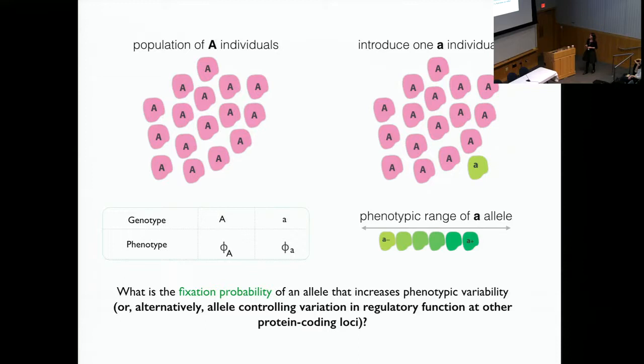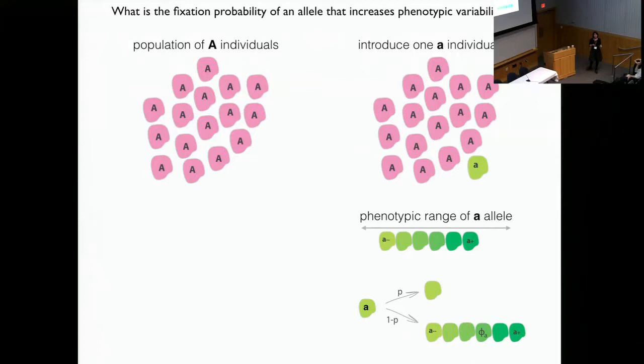And there are many other alternative ways to phrase models like this and also apply them to other questions. For example, you can think of this big A versus small a allele as an allele that controls variation regulatory function at another locus or so on, but I'm not going to dwell on that. And so another thing that we saw in these models is the fact that we have this rate of phenotypic memory, or alternatively, phenotypic mutation.